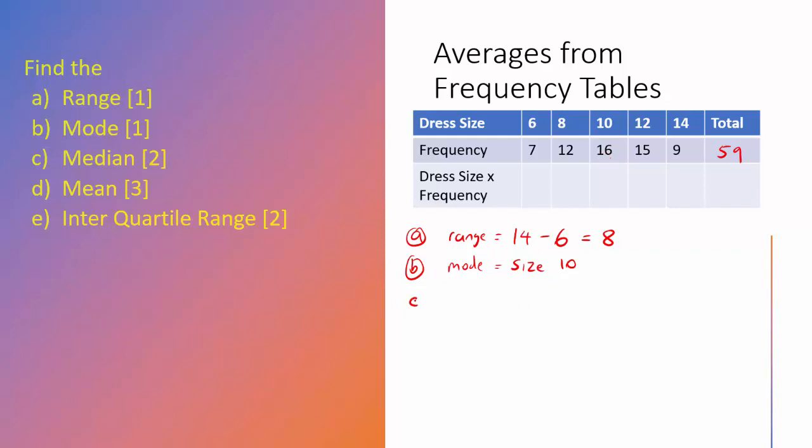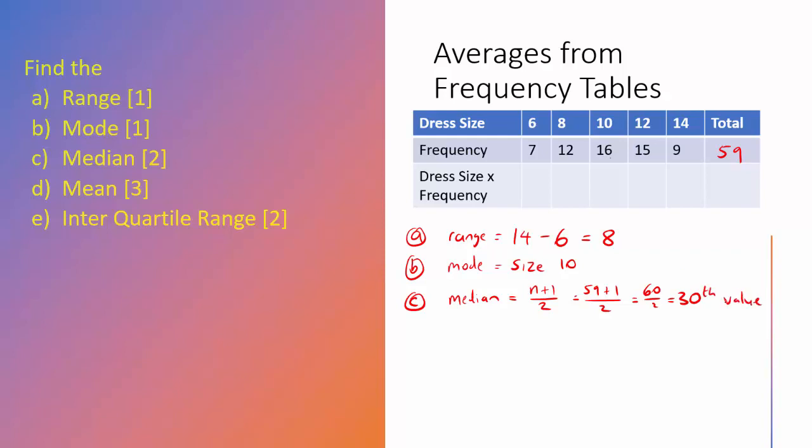Next is median. So the formula for the median is n plus 1 divided by 2. Now n represents the number of values or the number of people. So in this case, n is this number here, 59. So it's 59 plus 1 divided by 2, which is 60 divided by 2, which is 30. Now that's not the median. Okay, the median is the 30th value.